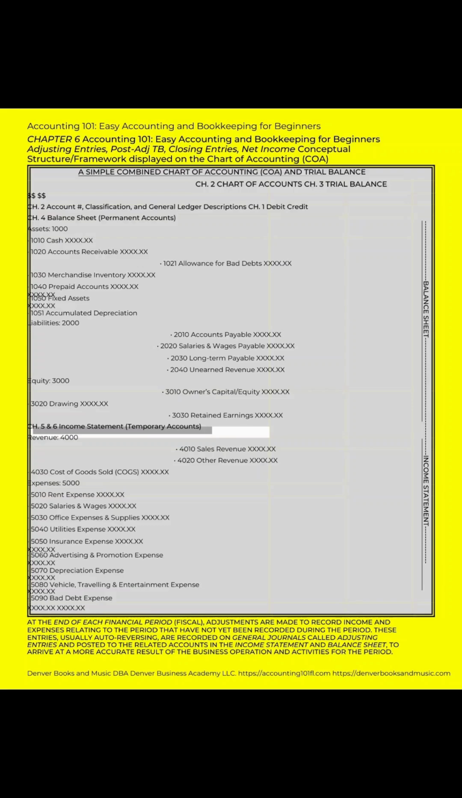This session is about concepts presented in Chapter 6 regarding year-end adjusting entries, post-adjustment trial balance, closing entries, including the income summary account, and net income.